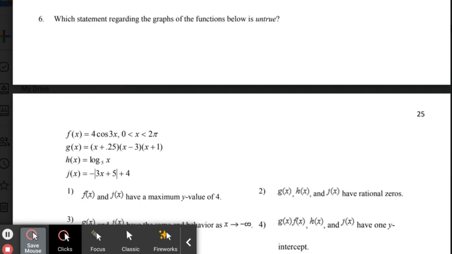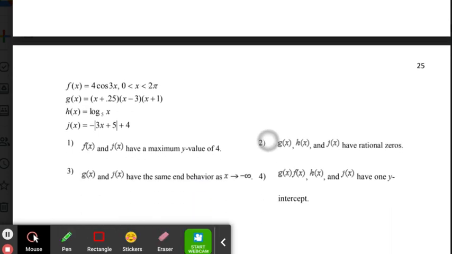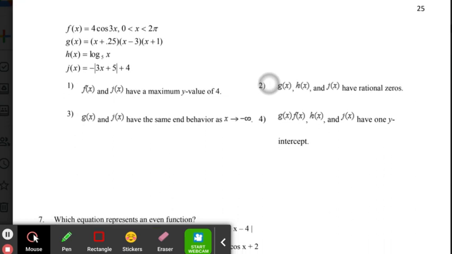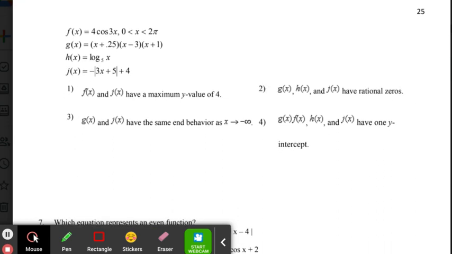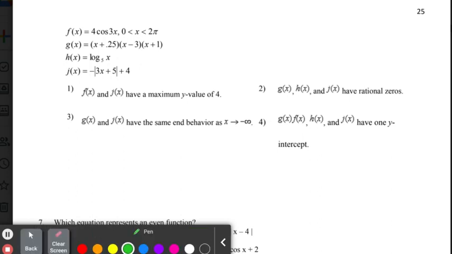Number 6 says, which statement regarding the graphs of the functions below is untrue? So it went on to my other paper. So we have 4 functions, f of x, g of x, h of x, and j of x. So let's look at these options. F of x and j of x have a max value of 4. So we're looking to see which one is false.